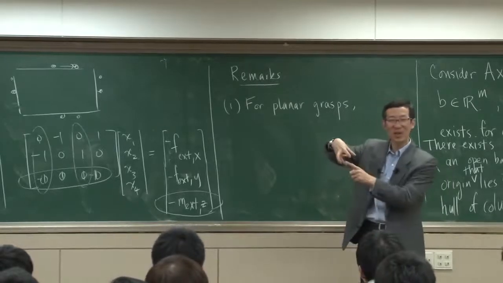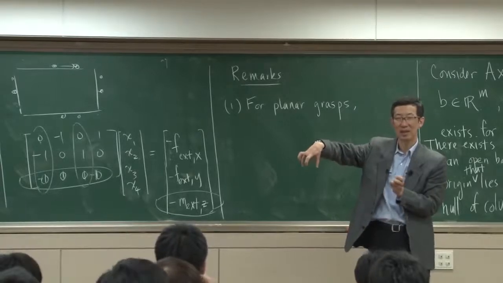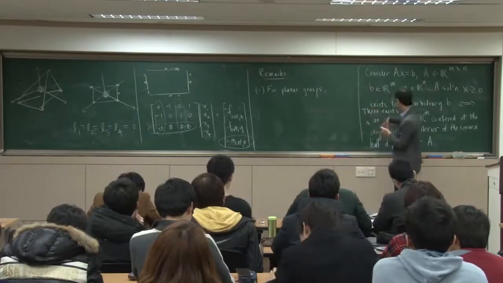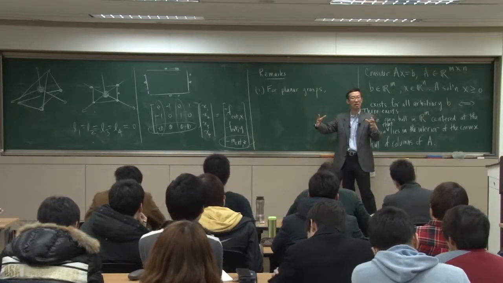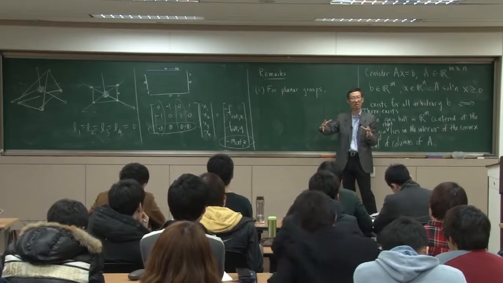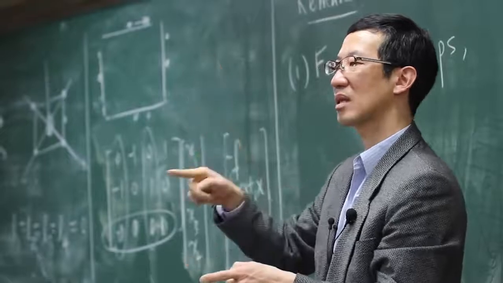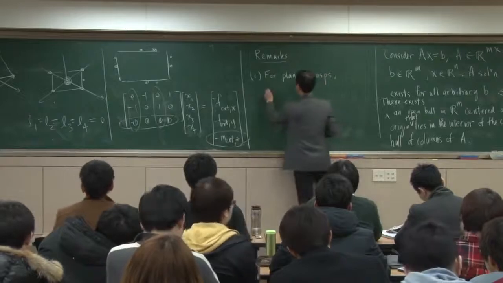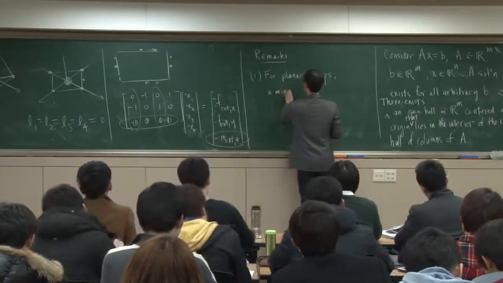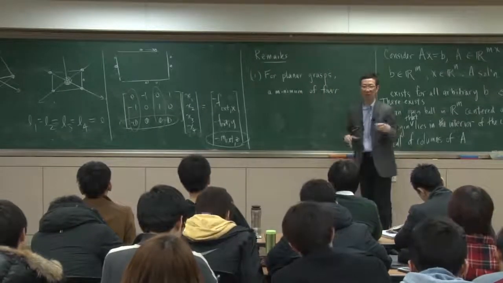So assume that we have no friction. We live in a planar world. We're only grabbing planar objects. So according to this condition, we need the convex hull to be at least 3-dimensional. So that means we need at least 4 points in space. So that means we need at least 4 fingers. So a minimum of 4 frictionless point contacts.